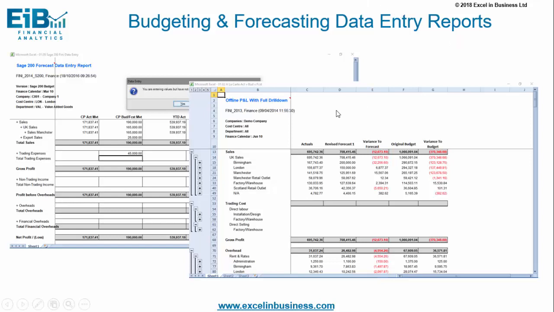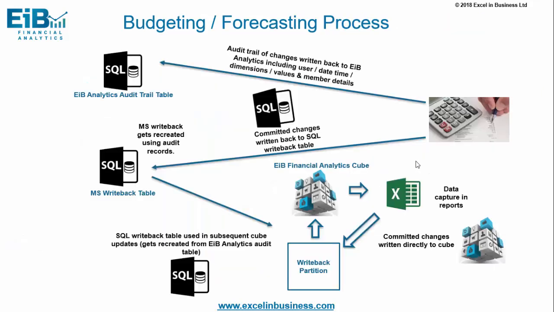And once I've done that, I can then, as you can see in this report here, contrast my actuals to a revised forecast, have a variance to forecast, and then a variance to my original budget to get a complete picture. Now the process behind this is quite complex. I'm not going to go through the detail, but this really combines the best of intellectual property from Microsoft and from Excel in Business.